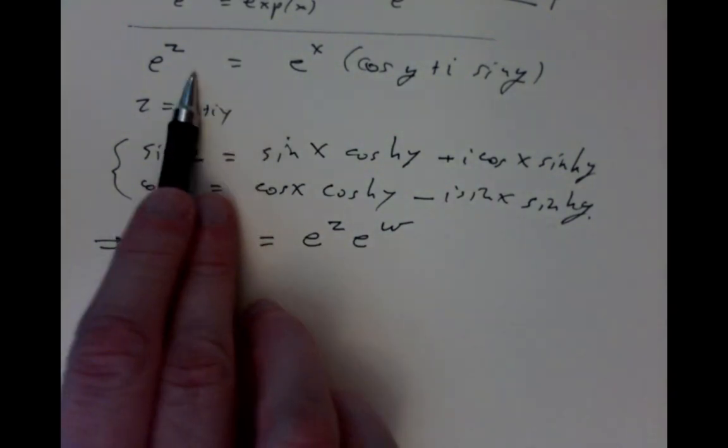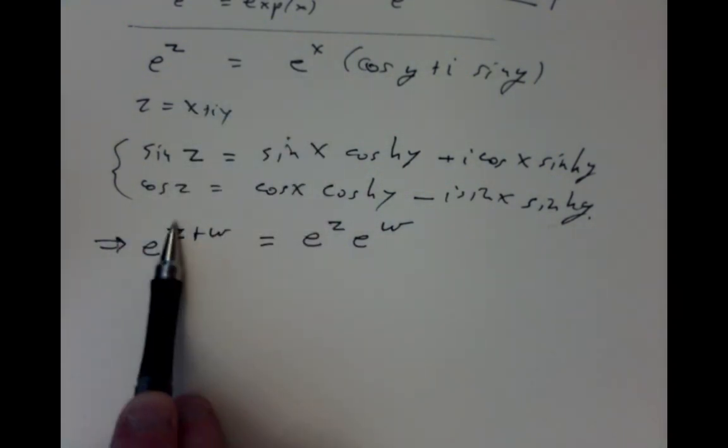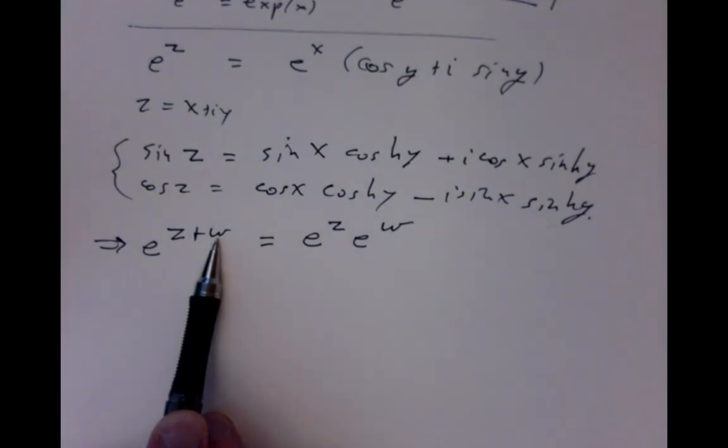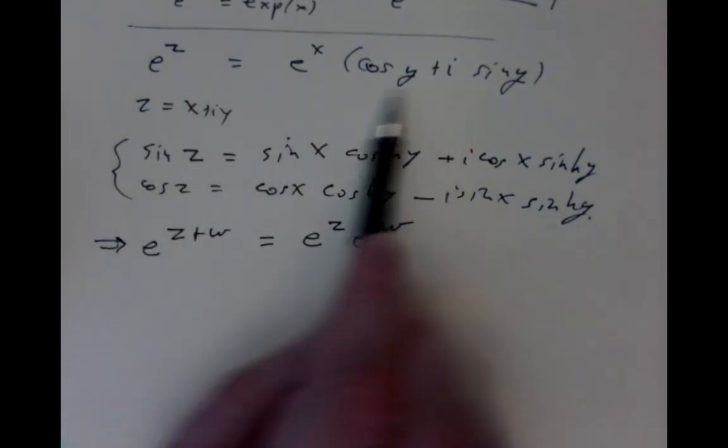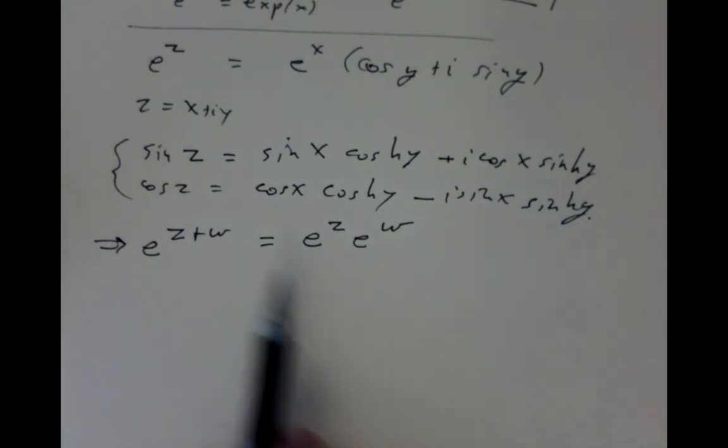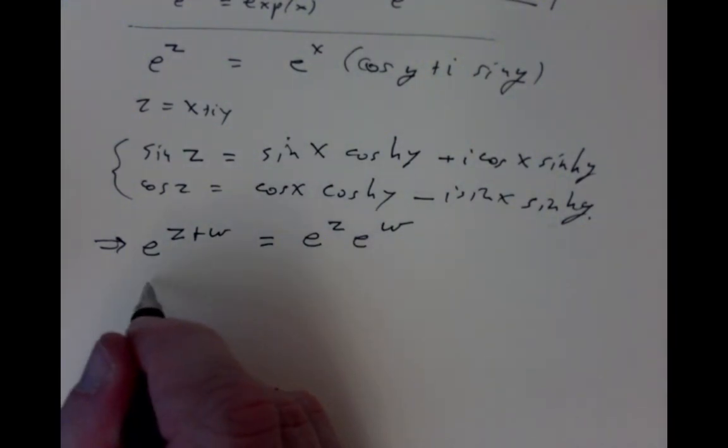But if you plug z plus w in, where z is x plus iy and w is u plus iv, so you plug some z's and w's into this formula and expand everything out, and you use trig identities, you will get this. So that's a very nice result. It does, after all, extend the usual identity in the real case. And all the identities from the real case will come out as identities here.